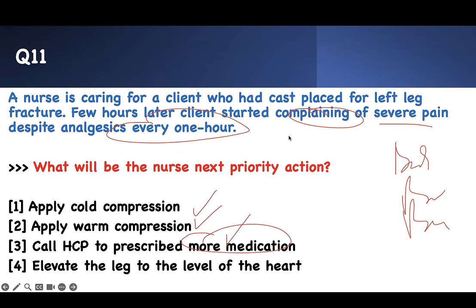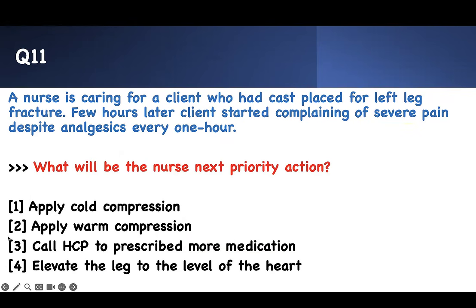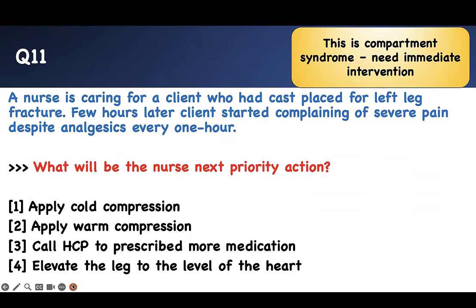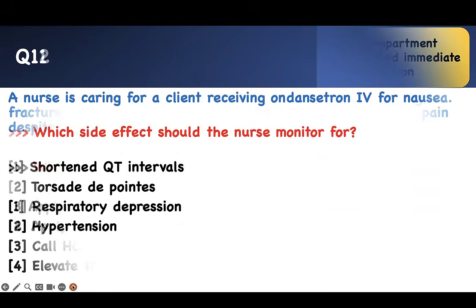That means you're not worrying about the bad problem. Which one are you left with? Test-taking strategy, common sense. Elevate the leg at the level of the heart. Number 4 is the right answer. You can see how I'm approaching this question. This is compartment syndrome, and the patient needs immediate therapy.